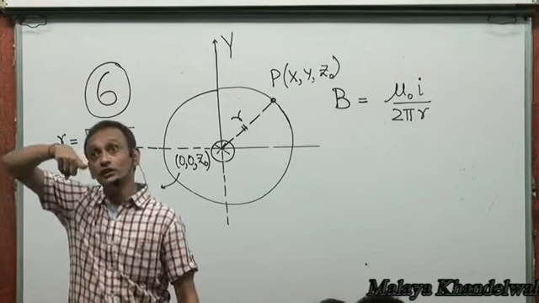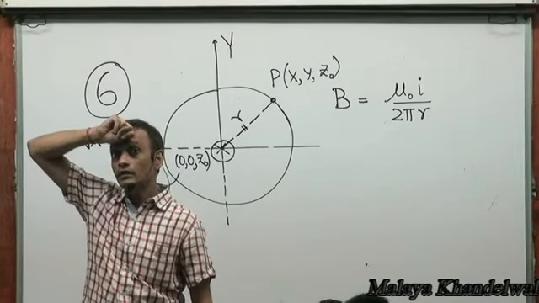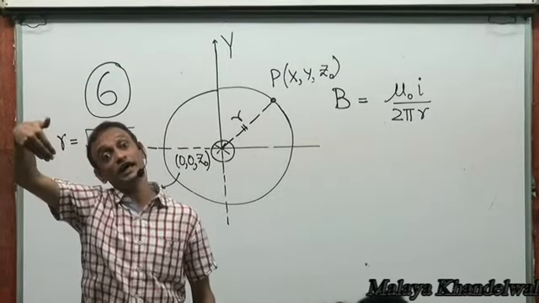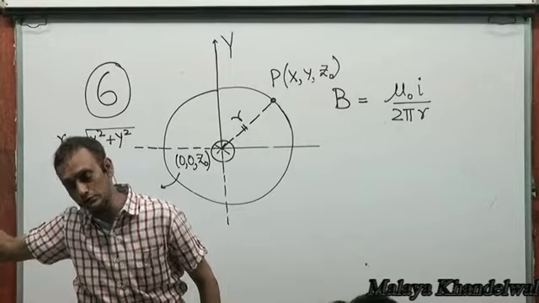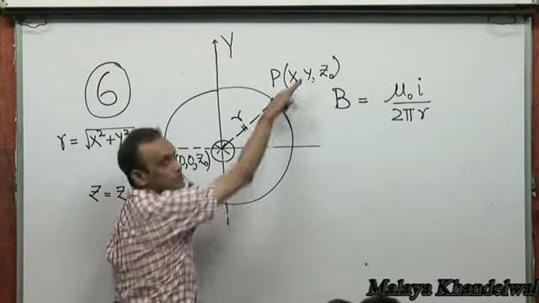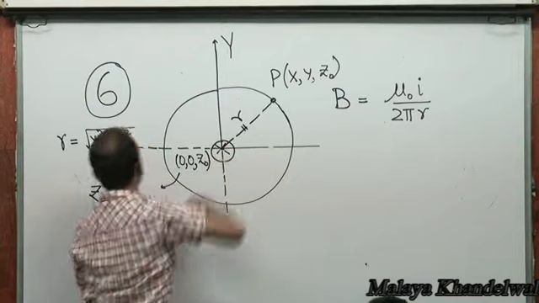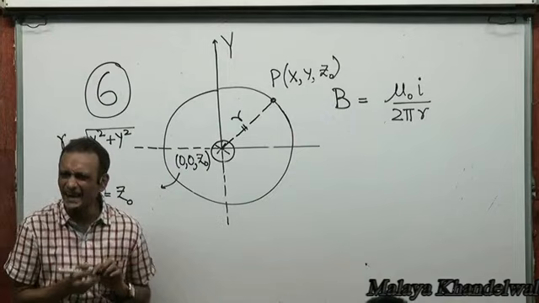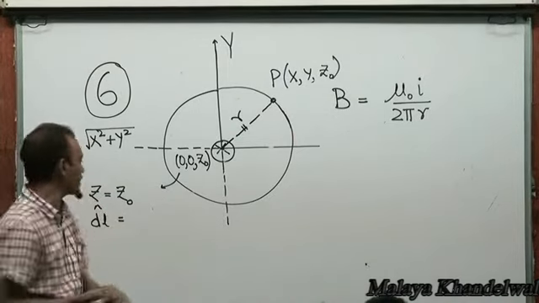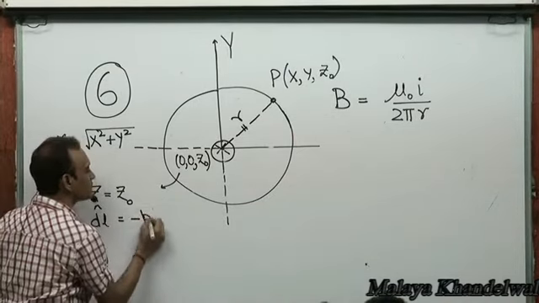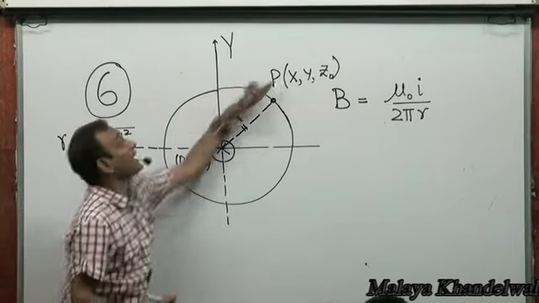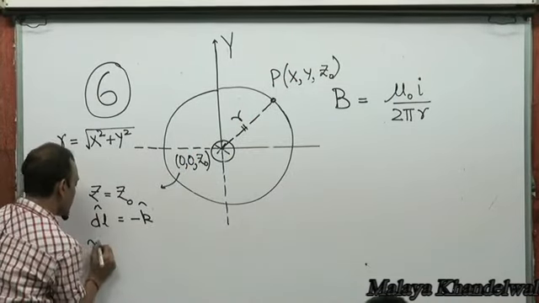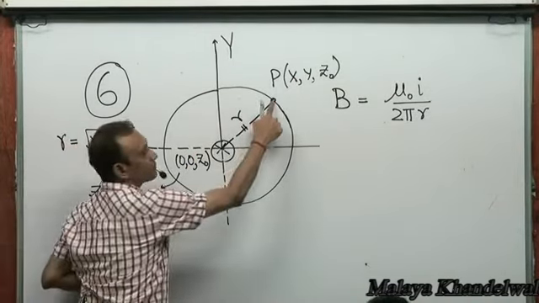The direction of the field will be given by dl cross r, a unit vector along dl cross a unit vector along r. R is this, right? A unit vector along dl, that is dl cap, is what? Minus k cap, in the direction of the current. The unit vector in the direction of the current is minus k cap. And r cap is a unit vector along this. Yes or no? What is r cap?